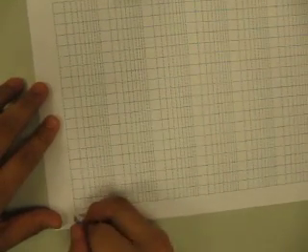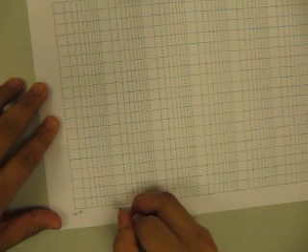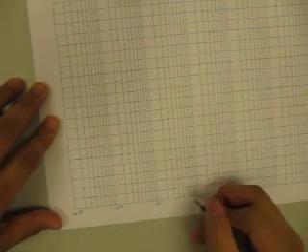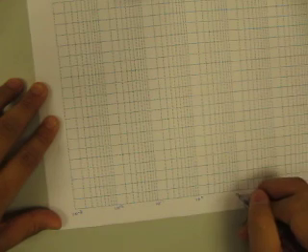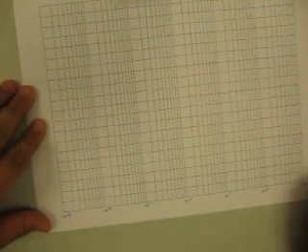So start by writing the range here. You start out at the range of 10 to the power negative 3, followed by 10 to the power negative 2, 10 to the power negative 1, 10 to the power 0, 10 to the power 1, 10 to the power 2, and 10 to the power 3.